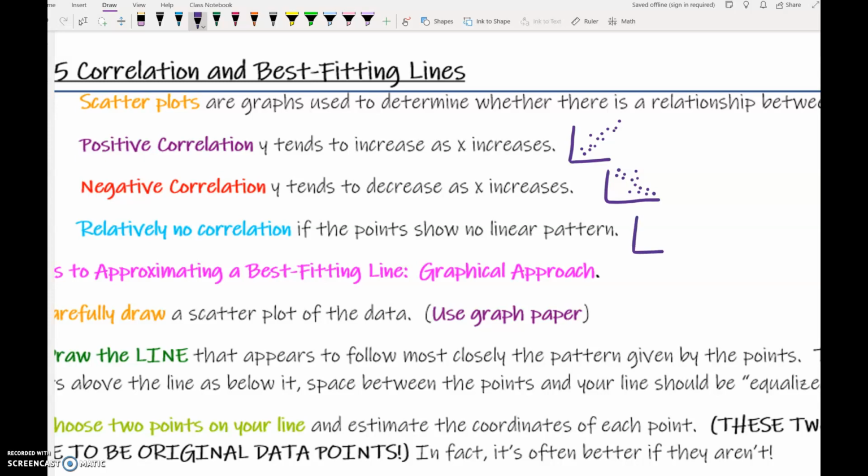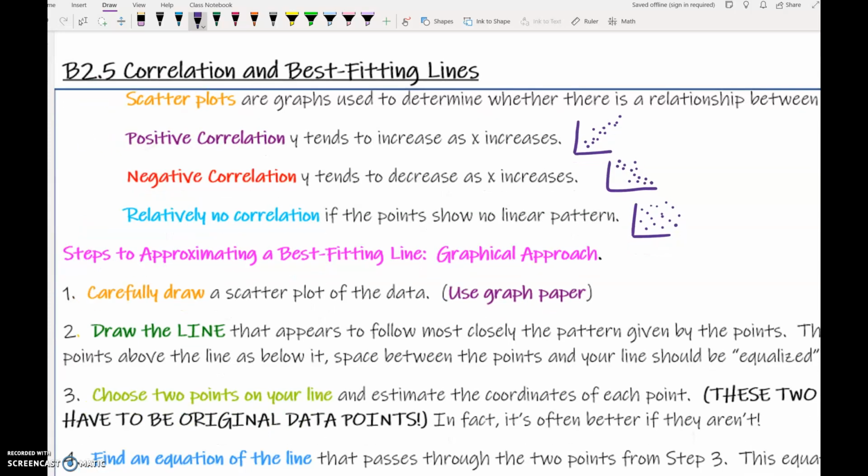Relatively no correlation happens when the points are so scattered that if you tried to put a positive line on it or a negative line on it, you could say that either one, here I'll make this even more, there we go. Both a positive line and a negative line could fit because basically neither of them fit. So that is no correlation.